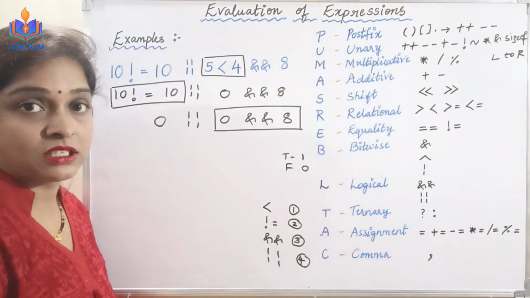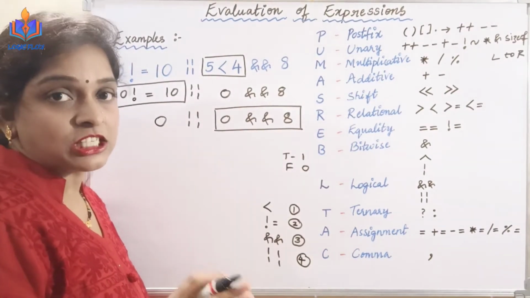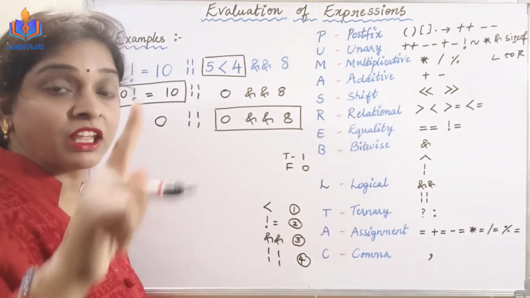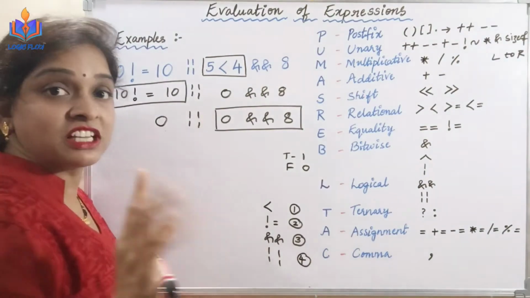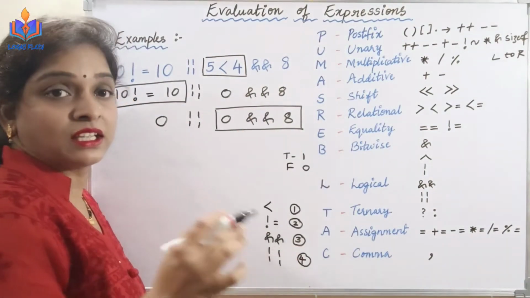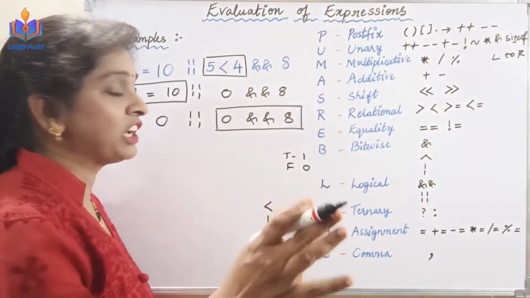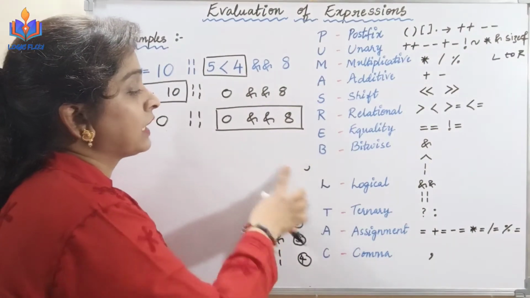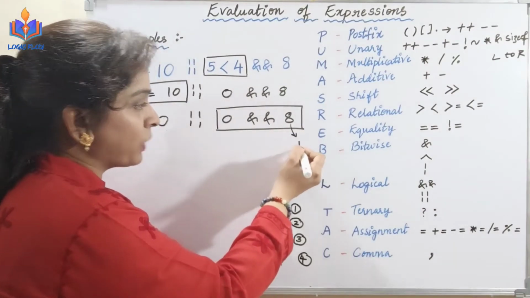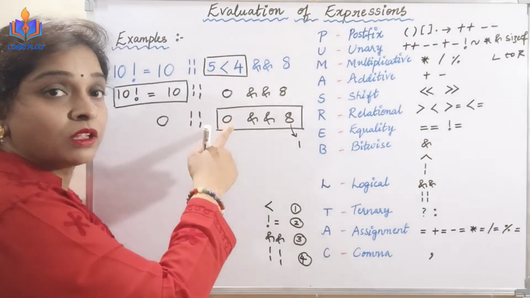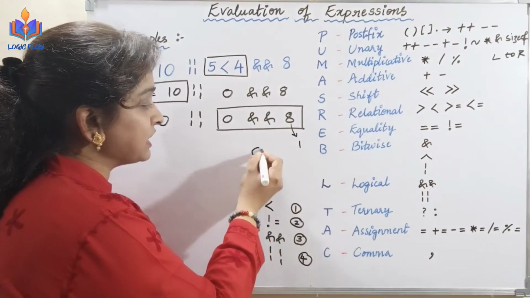0 and 8. Logical AND. The logical AND operator says all the conditions must be satisfied, then only the result will be true, that is 1. If any one condition goes wrong, the result will be false. Here we have 0, which represents false, but we have 8, which is non-zero. Any non-zero can be treated as 1. So it is 0 and 1. But here we have 0. According to logical AND, all the conditions must be true, so the result will be 0.